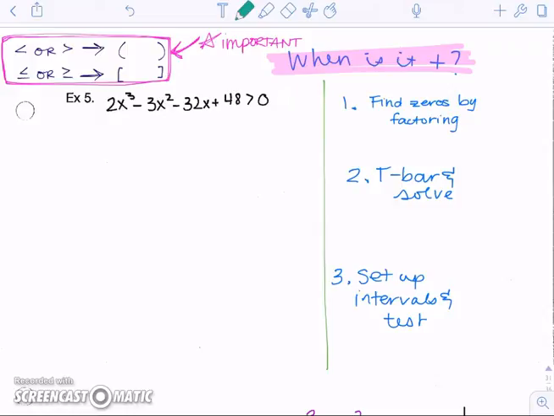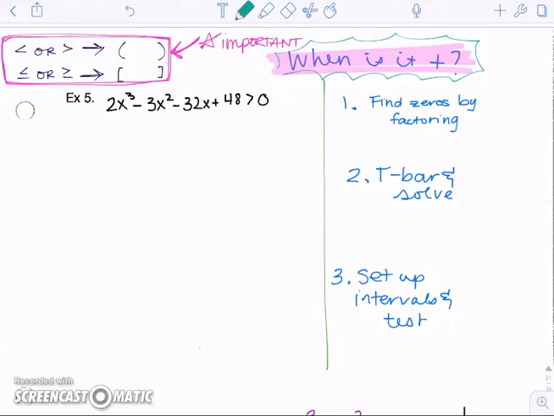This is example number 5 out of the 2.6 notes section, which is a polynomial inequality. So the other day we wrote our steps for doing it on the side, but we didn't finish looking at the polynomial. So we have this polynomial, 2x cubed minus 3x squared minus 32x plus 48 is greater than 0. So what we're asking is, when is it positive?